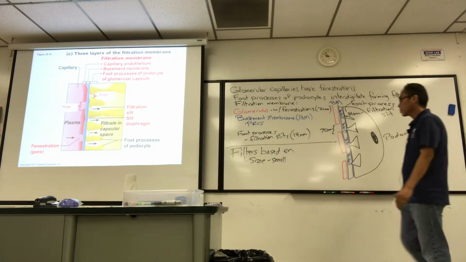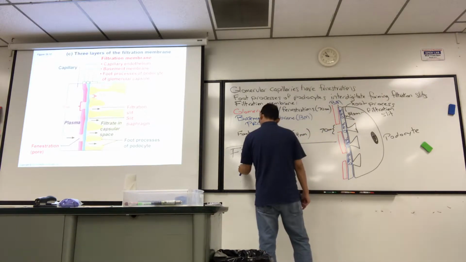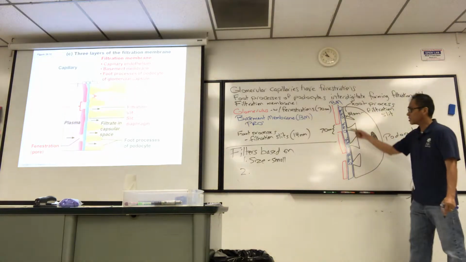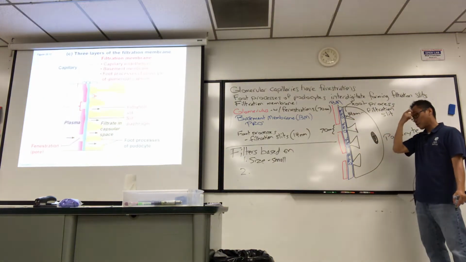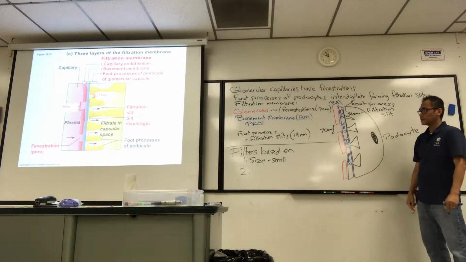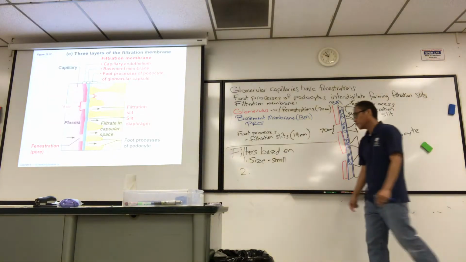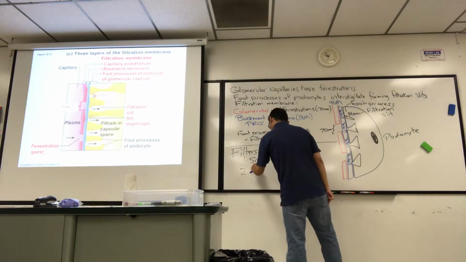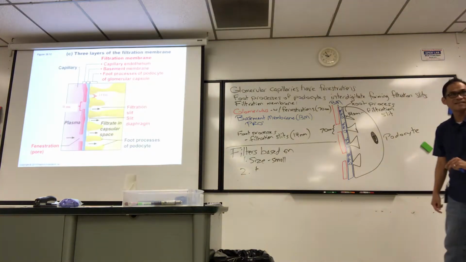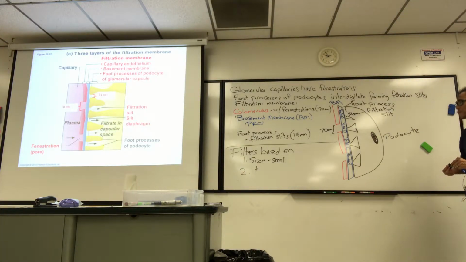Also charge. Negative usually repels negative, because the basement membrane is filled with negatively charged proteins. So it would favor positively charged molecules. Favors positive, so I'm just putting a plus sign. But that doesn't mean negatively charged things cannot get through. They can. We'll see that. But if there's a preference, it will be for small molecules that are positively charged.